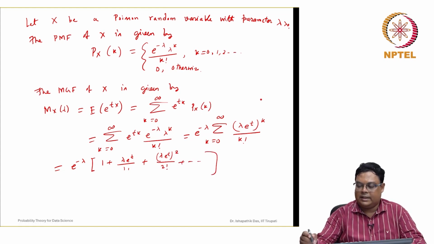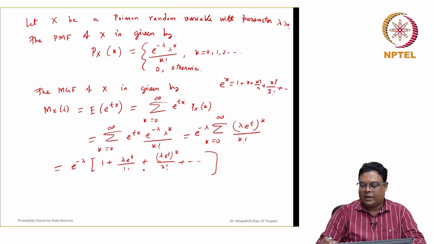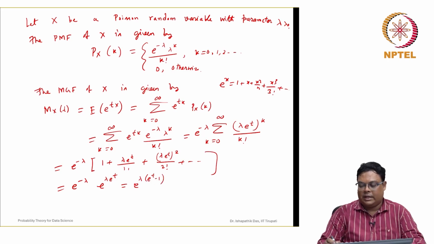We know that this expansion looks like e to the power of x equals 1 plus x plus x square by 2 factorial plus x cube by 3 factorial, like this. So that's why this is nothing but e to the power of minus lambda times this series, which converges to e to the power of x, here lambda e to the power of t. Hence we can write e to the power of lambda times e to the power of t minus 1. So it exists for any t in the real numbers. So this is the moment generating function of a Poisson random variable with parameter lambda. So you can remember that.